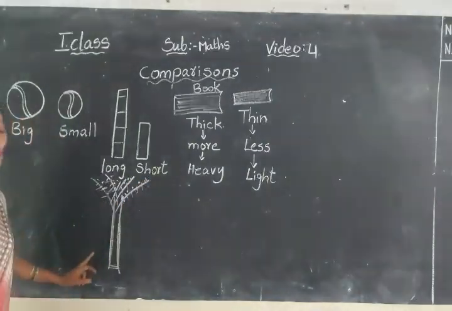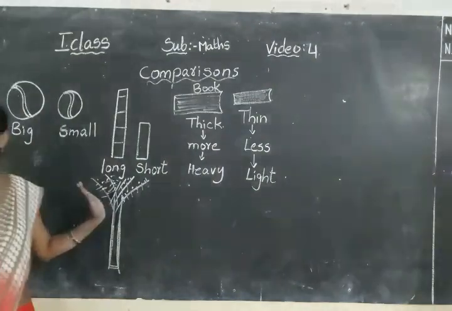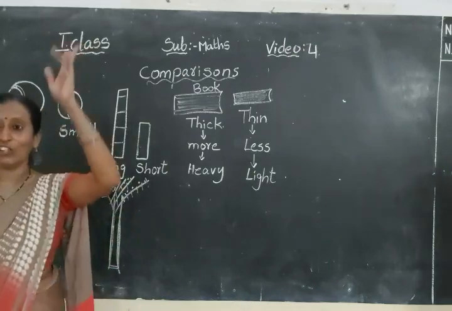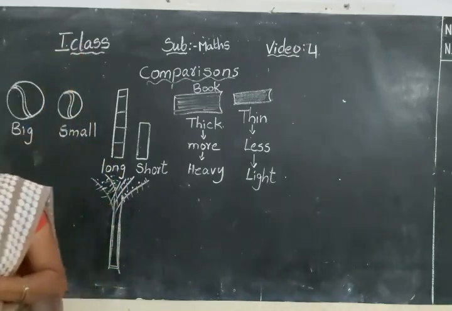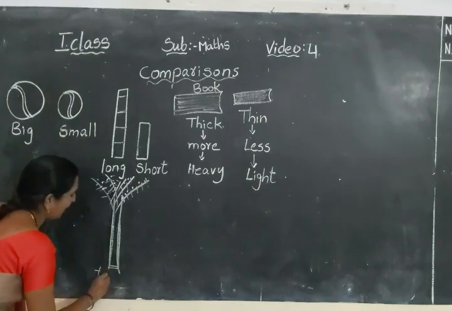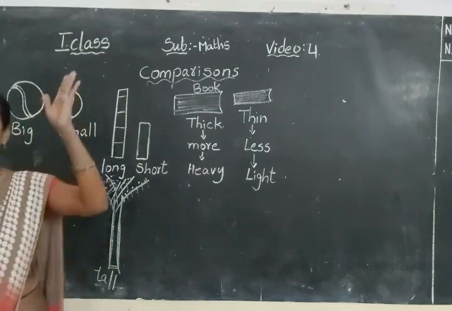This is a tall tree. See, did you see, children? What is a tall tree? It is a tall tree. Coconut is very tall. In your house, the coconut tree is there, no? This is tall. T-A-L-L, tall. Some trees are very tall.